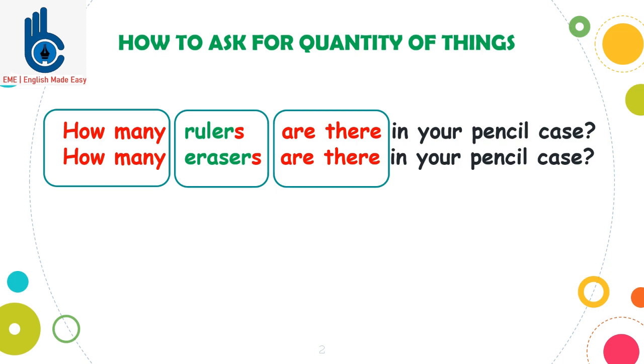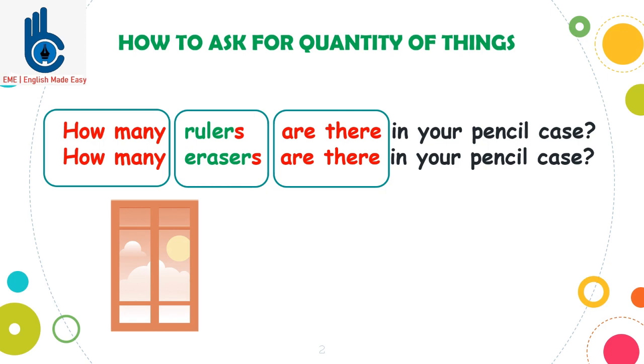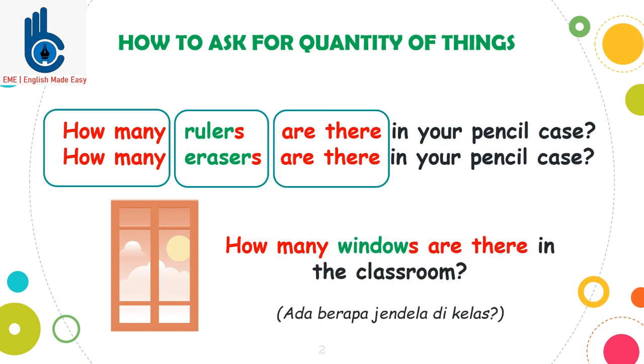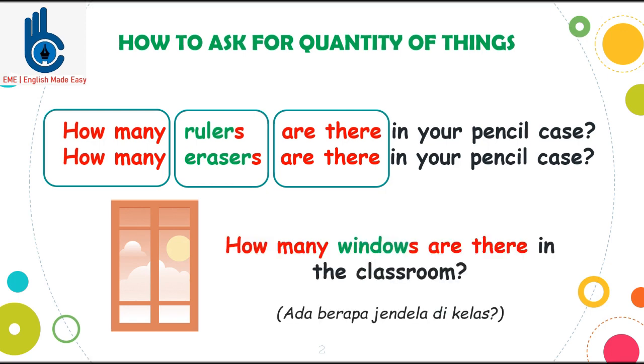Ternyata cara untuk menanyakan jumlah benda memiliki pola yang sama. Diawali dengan how many, diikuti dengan nama benda yang ditanyakan. Jangan lupa letakkan huruf S di belakang nama bendanya. Kemudian diikuti dengan are there. Itu untuk menanyakan jumlah benda. For example, we can say, "How many windows are there in the classroom?"